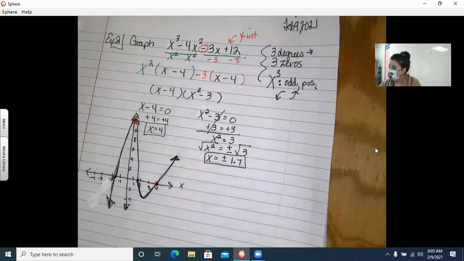So 3 degrees means 3 solutions. We had 3 solutions. Leading coefficient was positive and odd. Our end behavior should be down and up. Our y-intercept was 12. We made sure of that.